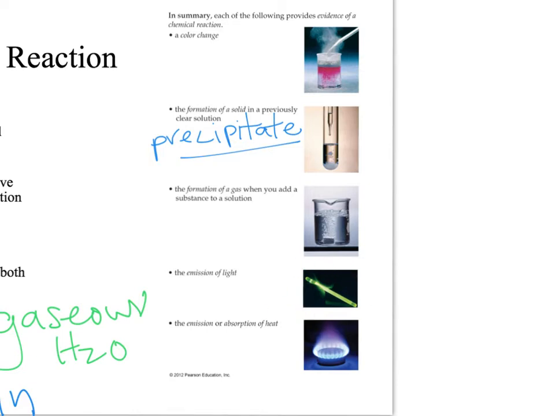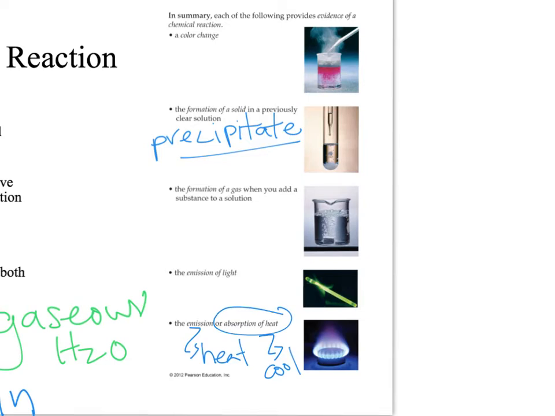The emission of light. So if you think about when you crack a glow stick and then suddenly it lights up, that energy that's being released is evidence that a chemical reaction has taken place. And the emission or absorption of heat. So the emission of heat would cause things to warm up, and the absorption of heat would cause things to cool down. So when you add two substances together and it heats up or it cools down, think about those hot packs that you put into your mittens, or even cold packs, then that would be an example of chemical reactions.